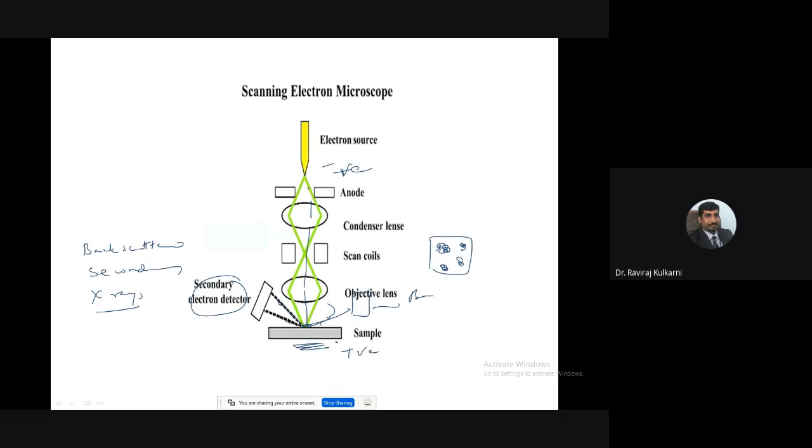Or we can use an X-ray detector. You can measure the wavelength of the X-ray, and from that, energy dispersive X-ray spectroscopy, EDS or EDAX, we can do elemental analysis: what elements are present. So you can create an image with secondary electrons or backscattered electrons, and you also get information about what elements are present with the scanning electron microscope.